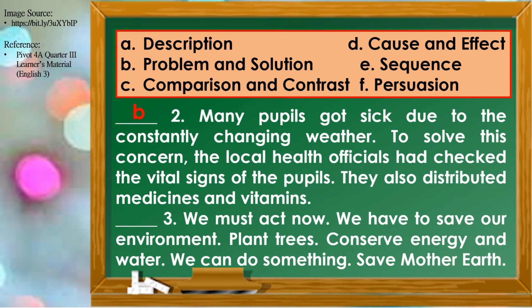Third statement. We must act now. We have to save our environment, plant trees, conserve energy and water. We can do something. Save Mother Earth. What type of informational text is used in this statement? Good job! The correct answer is letter F. This is an example of a persuasion informational text.